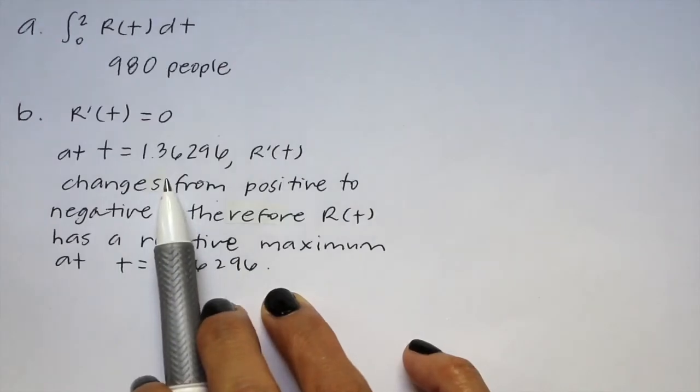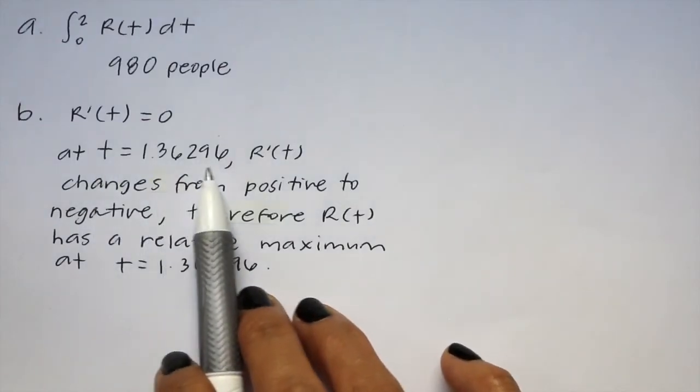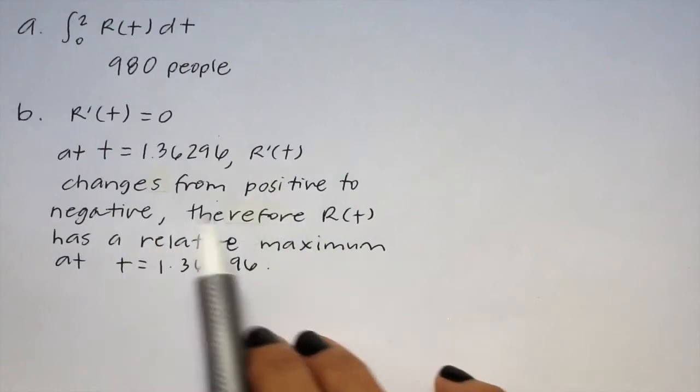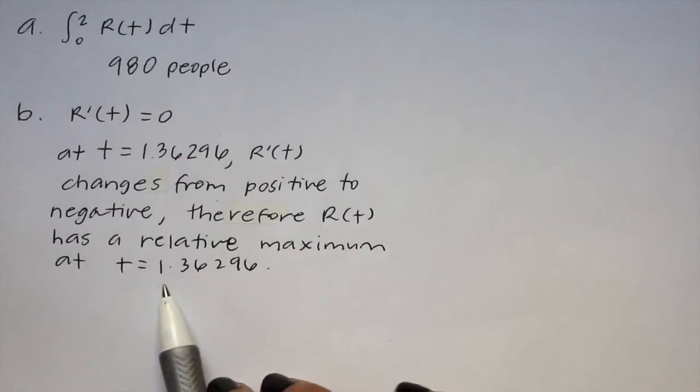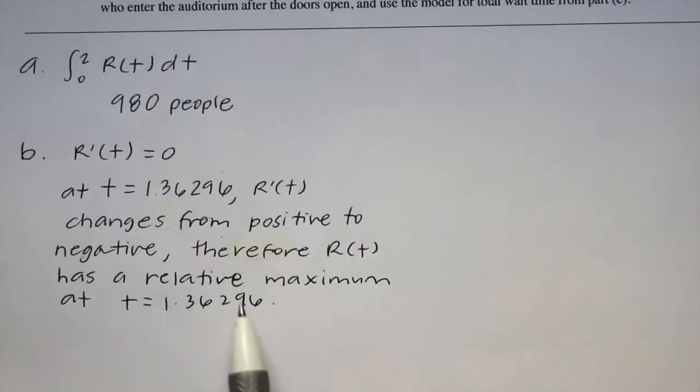1.36296. So I just made a note, at t equals 1.36296, r prime of t changes from positive to negative, therefore r of t has a relative maximum at 1.36296. So we just identified that this value is going to be one of the candidates for when the rate at which people enter the auditorium is a maximum.